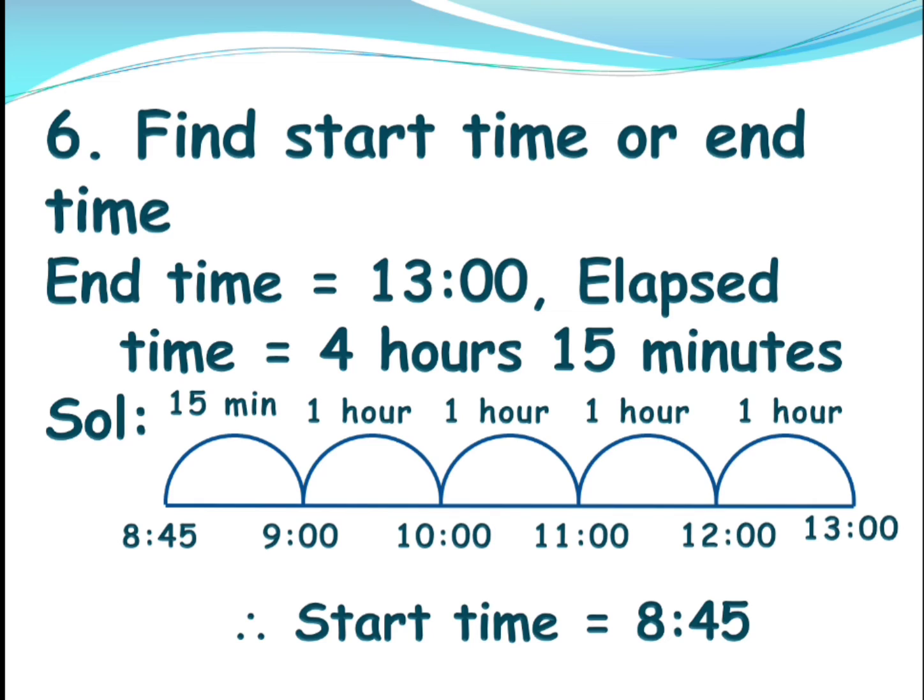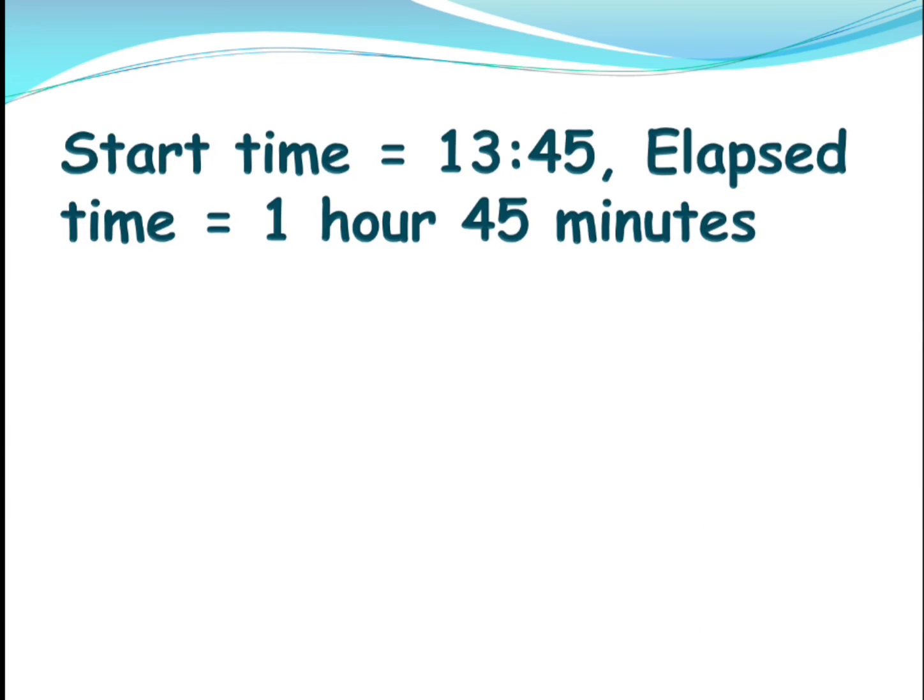Okay, children? In the same way, you have to calculate the end time when start time and elapsed time is given. But there you need to calculate forward. Let's see. So start time is 13:45. Okay, in the afternoon 13:45, that is 1:45 p.m. And elapsed time is 1 hour 45 minutes. That means you have to go forward by 1 hour 45 minutes.